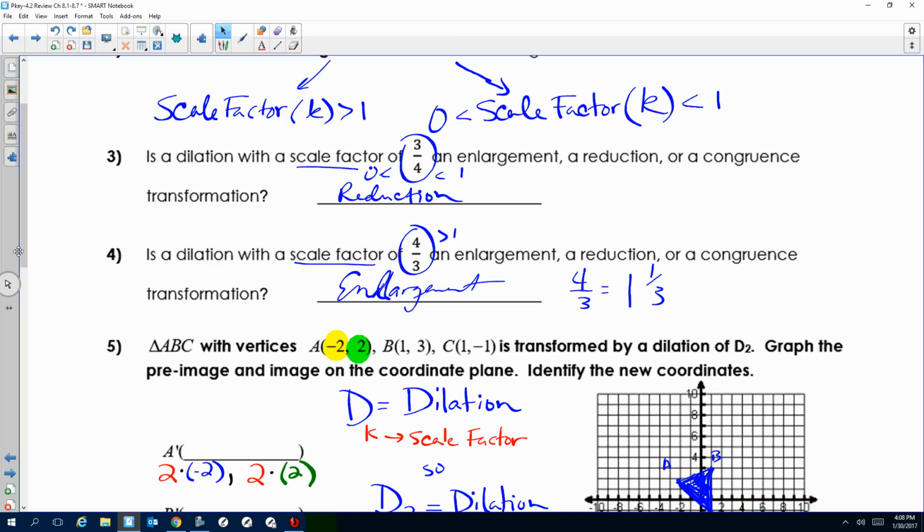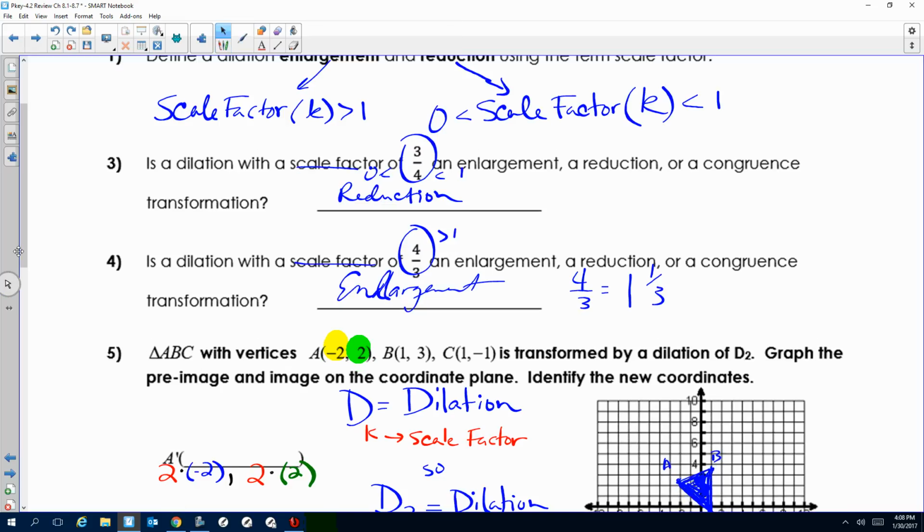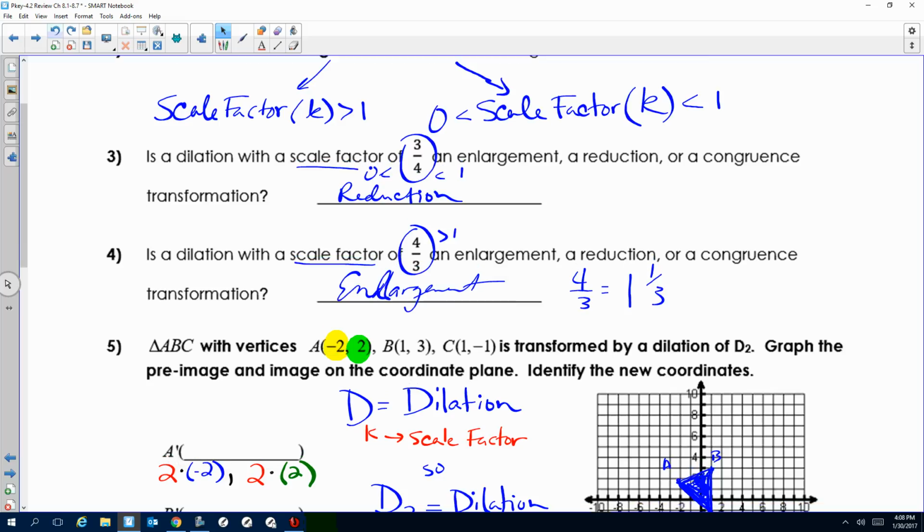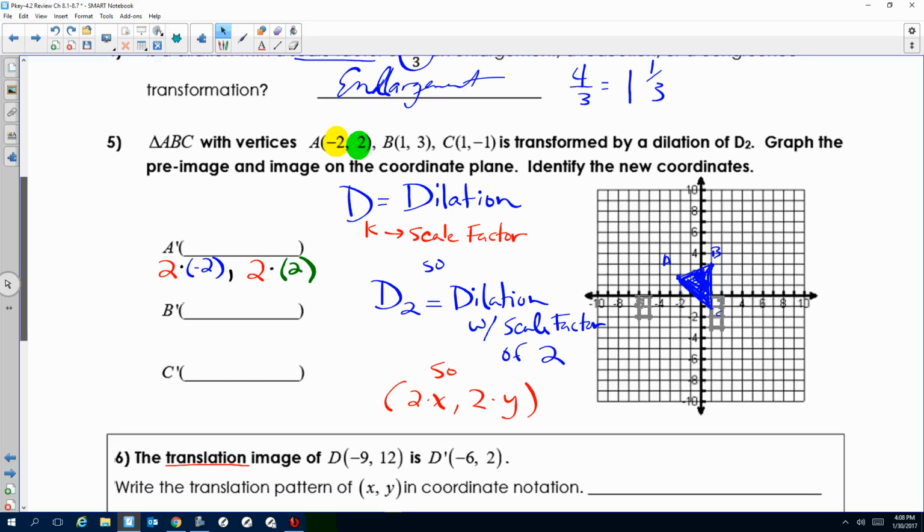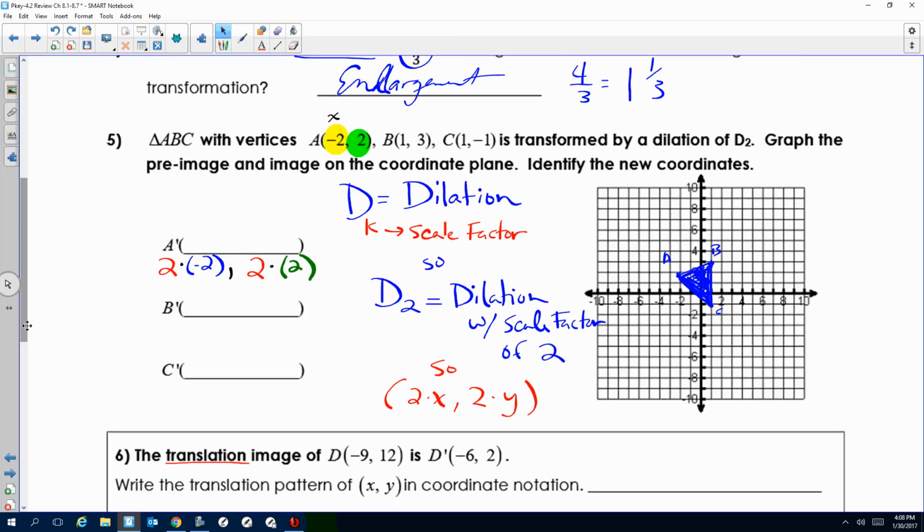Now we're going to apply some dilations, okay? So this is just some recap. Let me fix that real quick. There we go. All right, so I went ahead and did the pre-image, ABC, the triangle. Just remember our x-coordinate, that's our first number, and our y-coordinate, that is our second number. And we're multiplying our coordinates by the scale factor of 2 on this problem. Because right here it's the dilation of d equals 2, a dilation with the scale factor of 2. So we're doing 2 times x and 2 times y for each one.